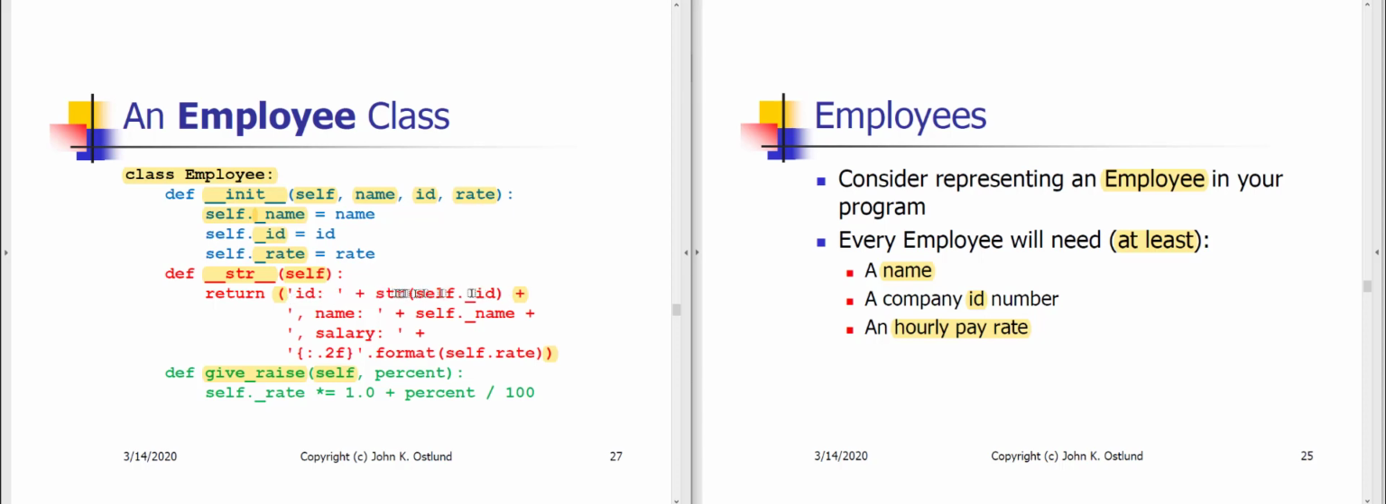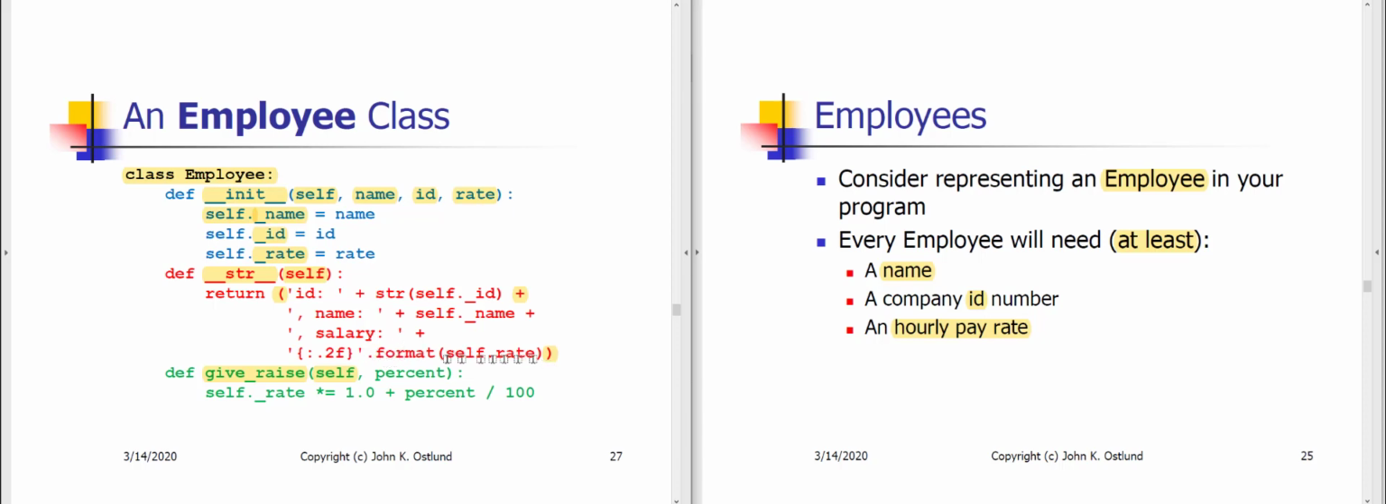Then onto the end of that converted integer, we're going to append another literal string, comma space, name, colon space. And then we'll append the name of the employee. We're assuming here that the name is already a str, so that we don't have to convert it to a str in order to be able to append that. After we've converted the name, we're going to concatenate comma space salary colon space.